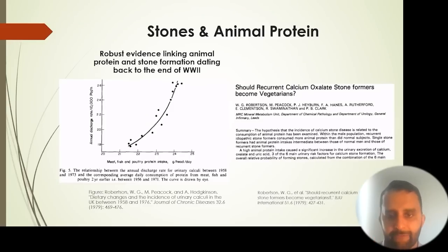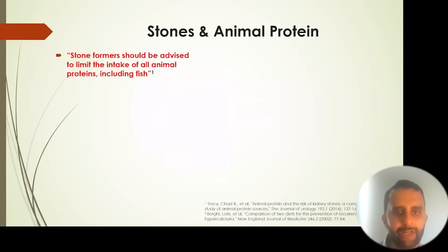And again, another paper from the 70s, just to show how old this thought process is. It's been asked several times whether recurrent stone formers, or anyone who's had a stone, should become vegetarian in the hopes of preventing the formation of another stone. The treatment of kidney stones is one of my areas of expertise, and I ultimately end up recommending a plant-based diet to almost all of my stone formers, because eating animal protein does increase the risk.